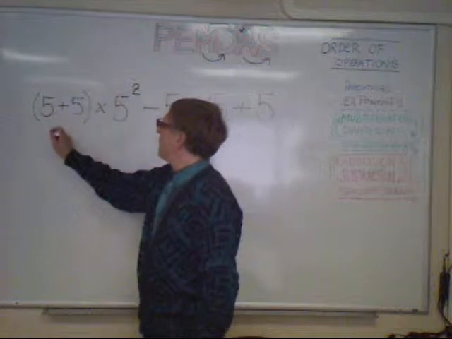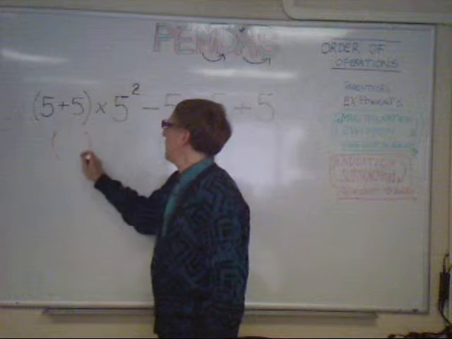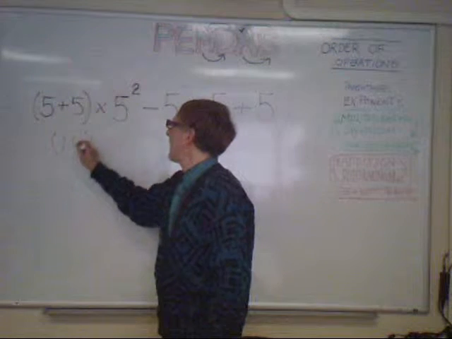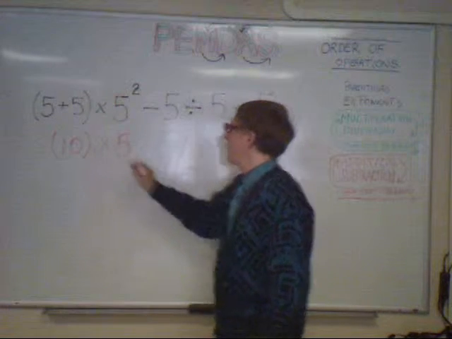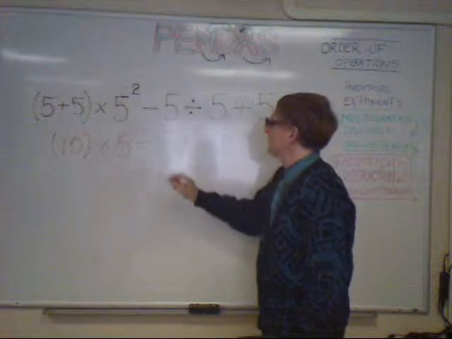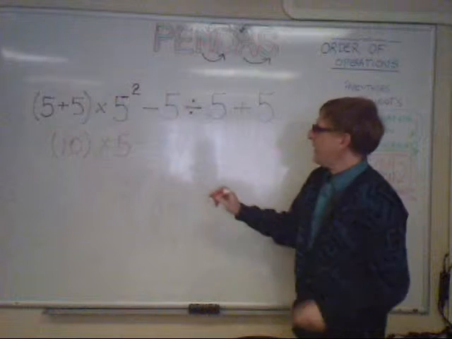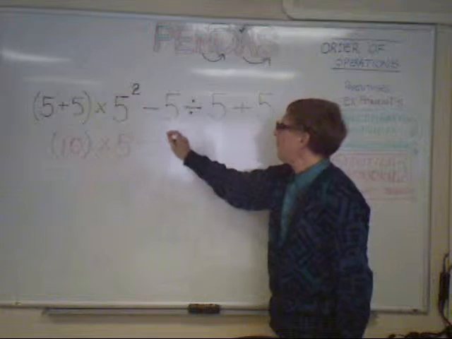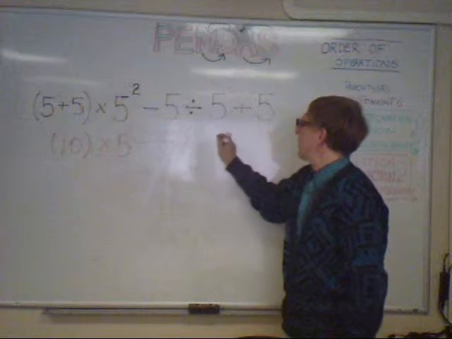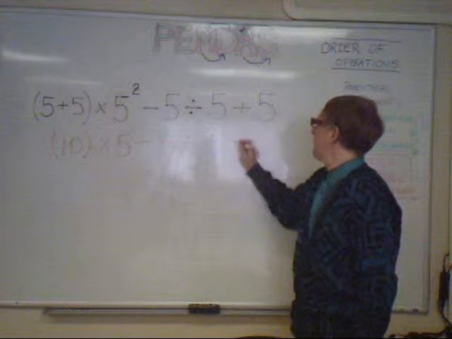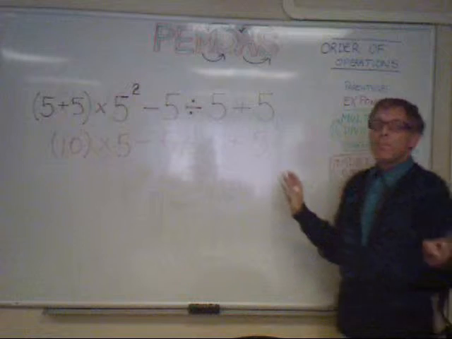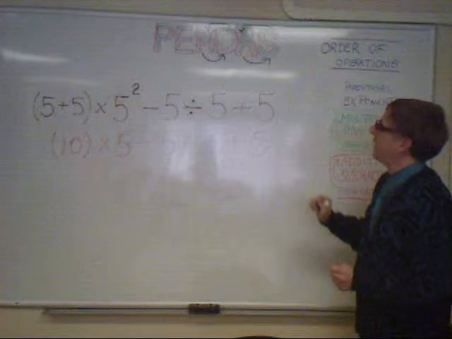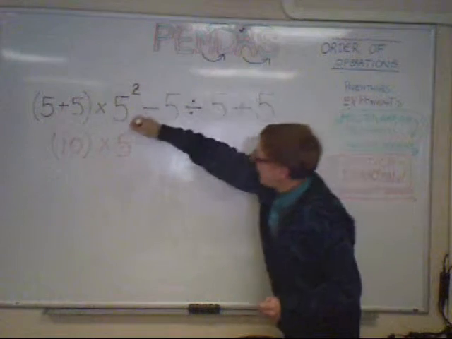The 5 plus 5. And that gave me 10. I do that first because it's in parentheses. And I will bring everything else down. I have 10 times 5 squared minus 5 divided by 5 plus 5. Okay? And my next step, according to the order of operations, would be exponents.